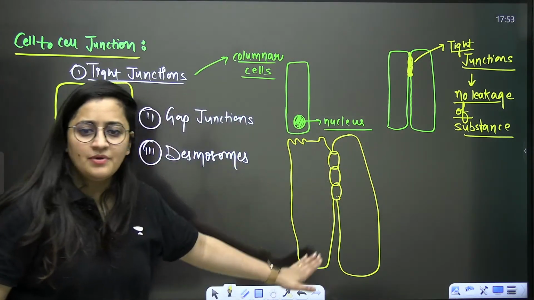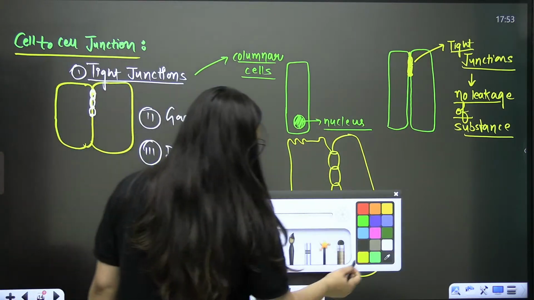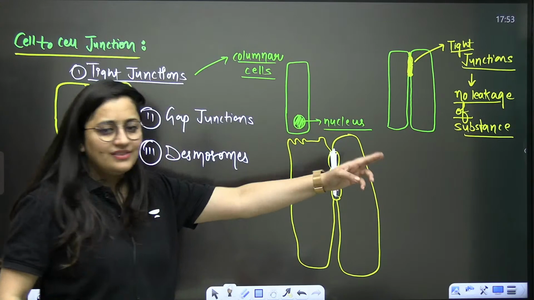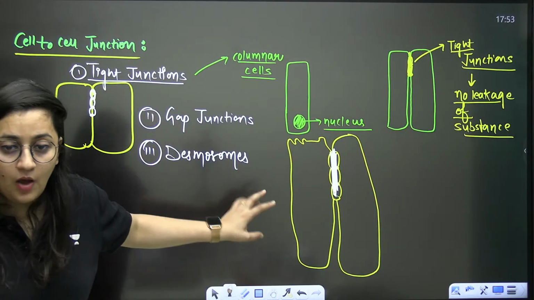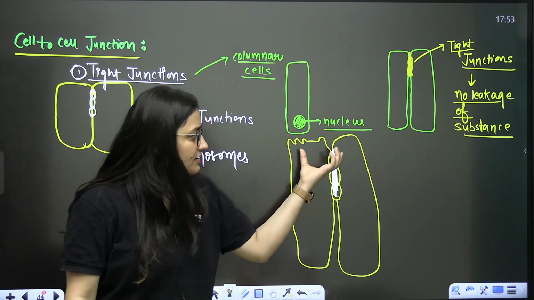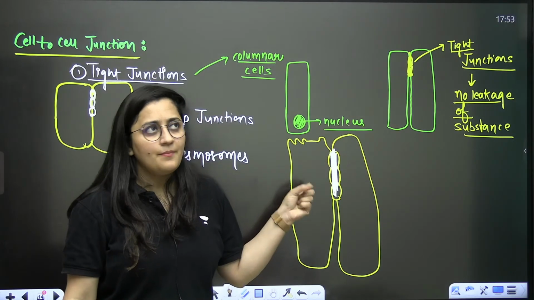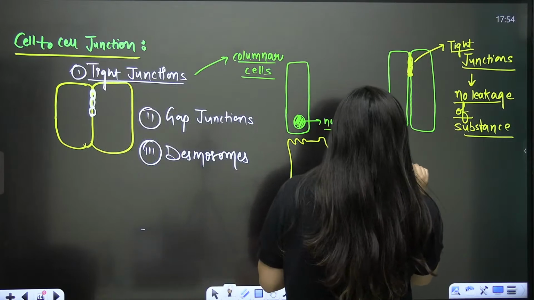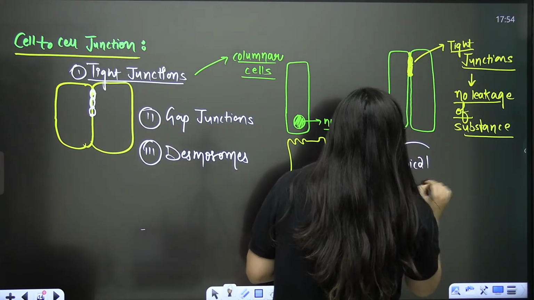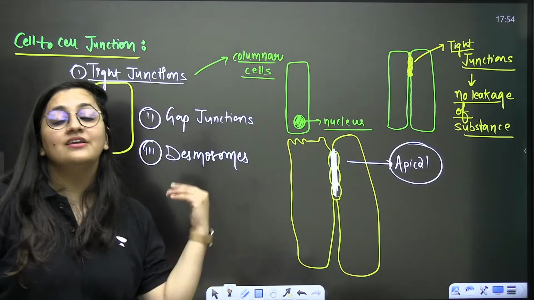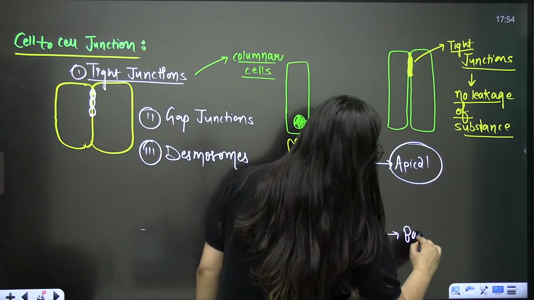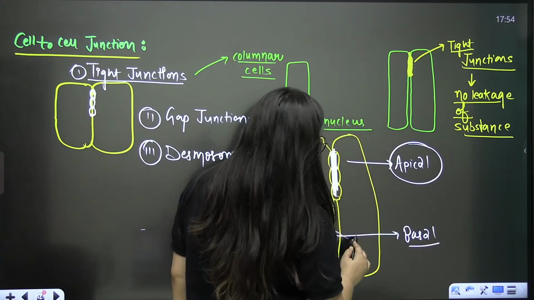Right, the plasma membranes are fused here, so there will be no leakage of the substance. Now, if you notice, in some cells the apical portion will have tight junctions so that there is no leakage of the substance. And this basal part does not have this type of junction, so sometimes some things can diffuse.